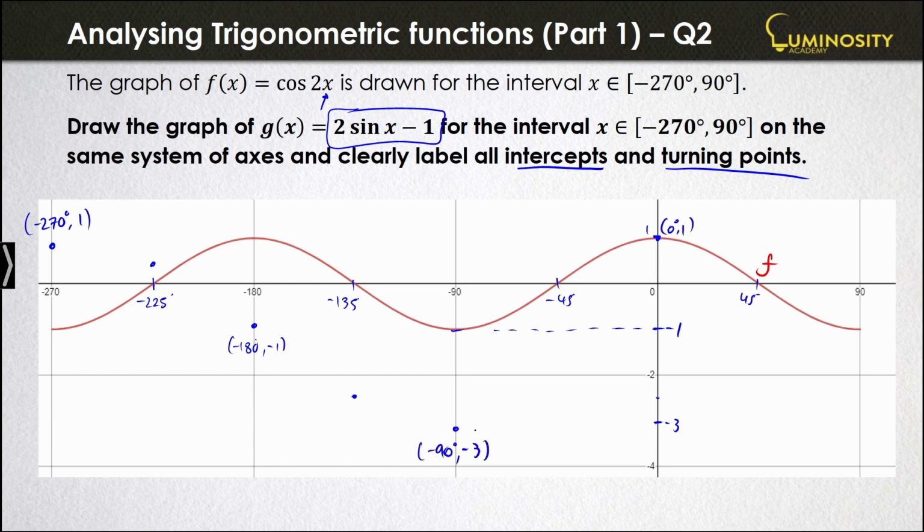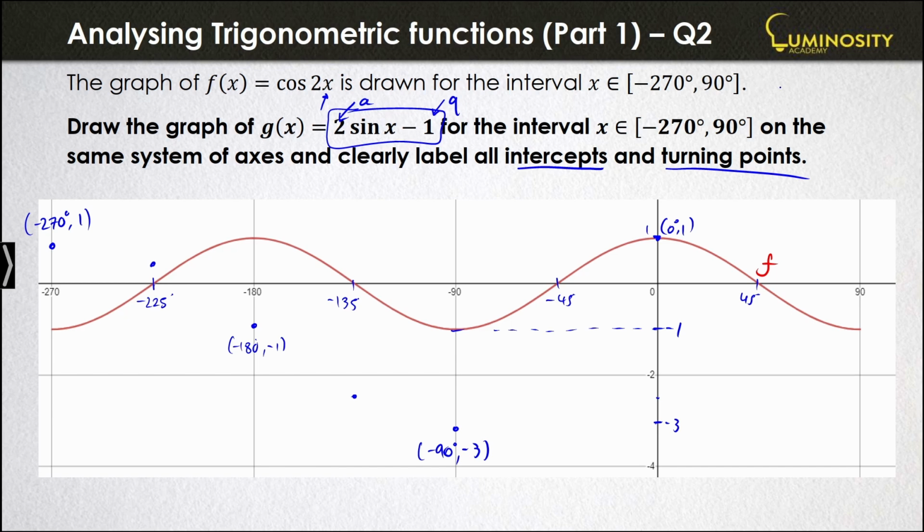Because if we analyze 2 sine x minus 1, what are the parameters that are affecting it here? There's an a value and a q value. The a value means we're stretching the parent graph sine x by a factor of 2 vertically, and the negative 1 means we shift the entire graph down by 1 unit. Okay, so the range gets affected appropriately.